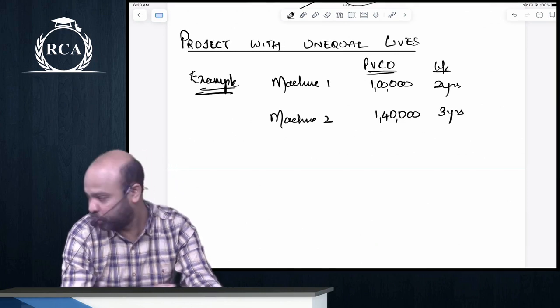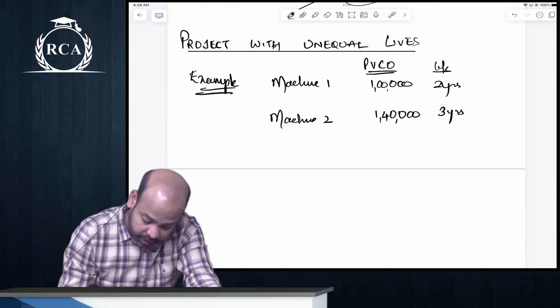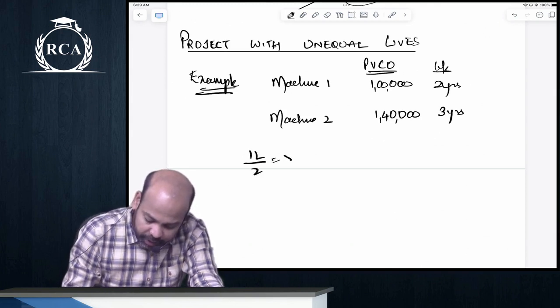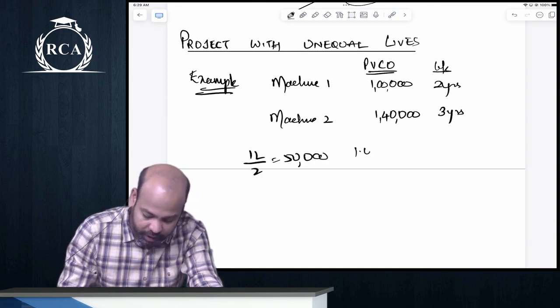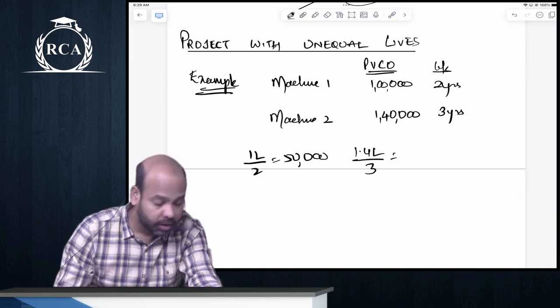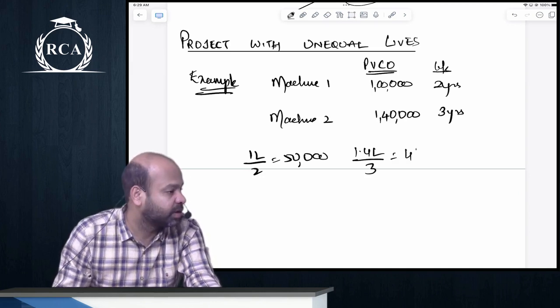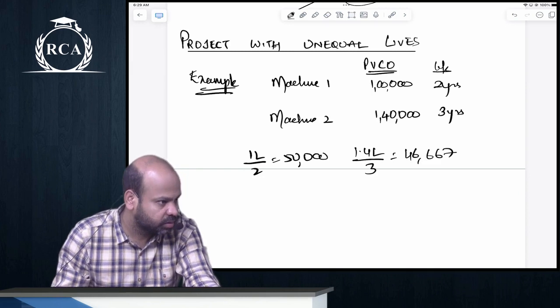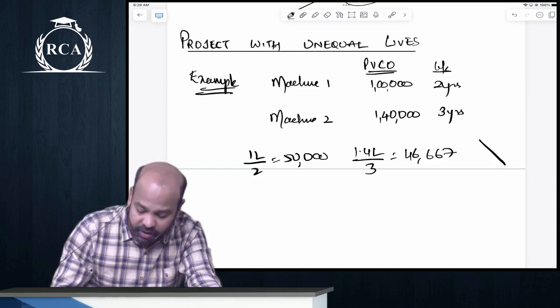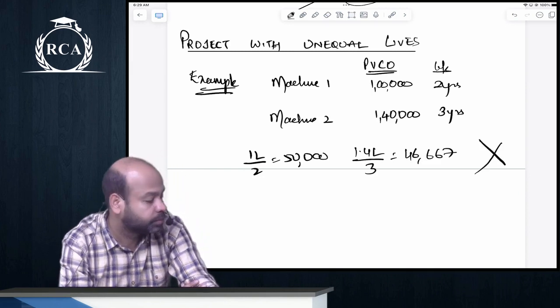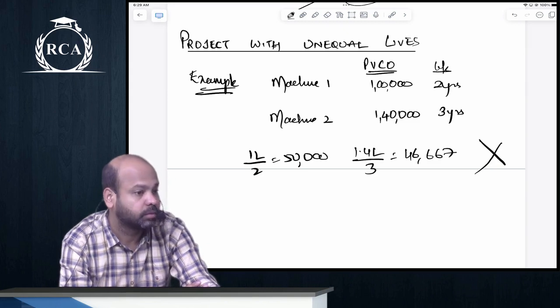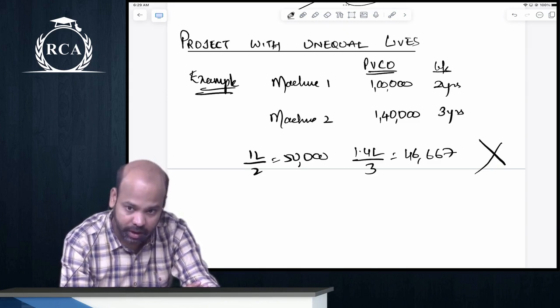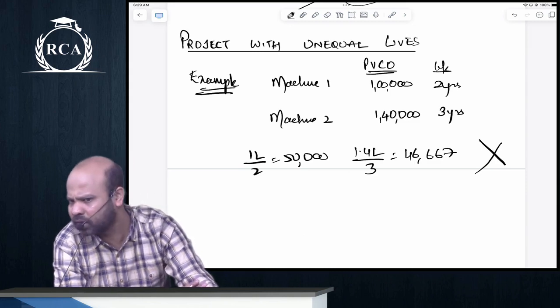Time value component. Below that, write 1 lakh divided by 2, and 1,40,000 divided by 3, which is 46,667. Can you take a decision like this? No. 1 lakh by 2, 1,40,000 by 3, you cannot even take a decision like this. Are we clear about this?